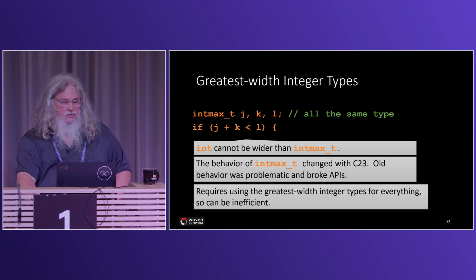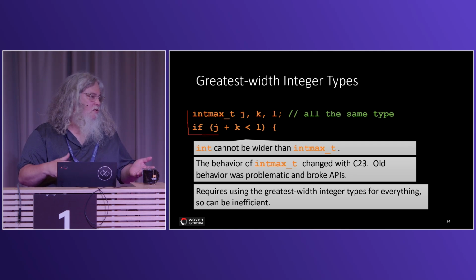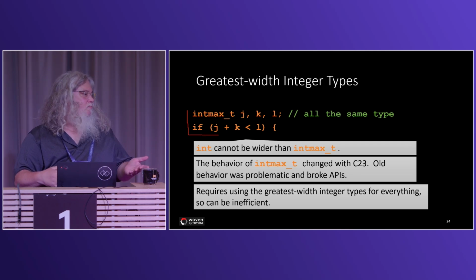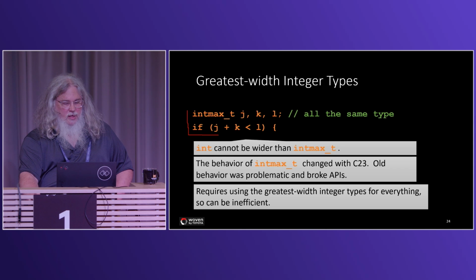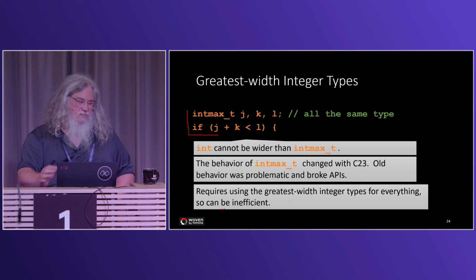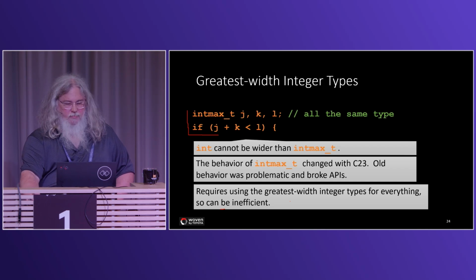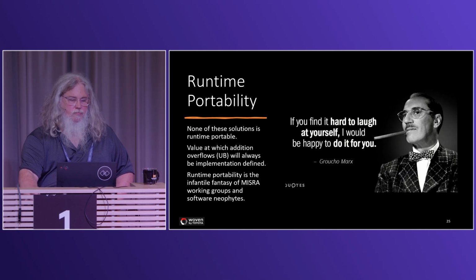So this is sort of portable. It's not completely portable, right? Because intmax_t can have different sizes on different platforms, meaning you'll wrap around or overflow at different points, right? So it's not the same runtime behavior. And of course, using the largest integer types for everything can be inefficient. So not really an approach I think anyone would recommend doing it like this.